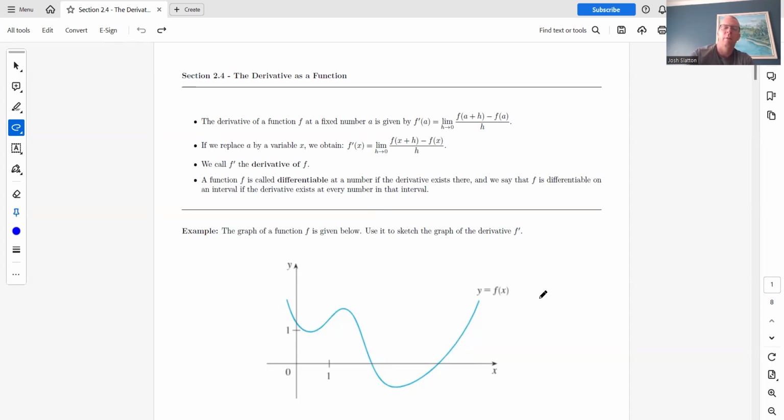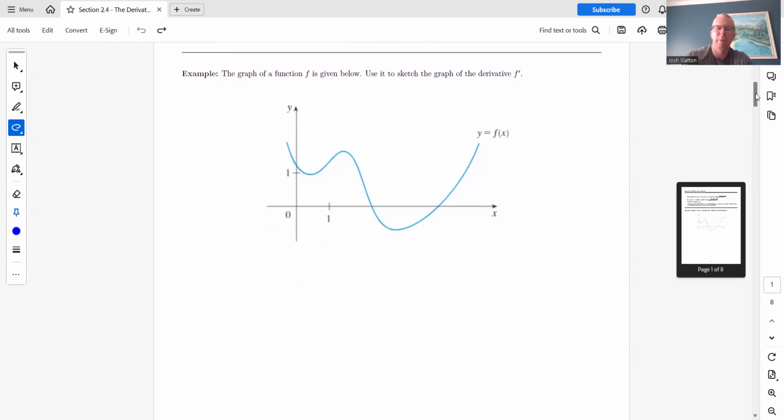All right, so this first example, the graph of the function is given below, and we want to sketch a graph of the derivative. Now, I remember when I first took calculus, this was probably about the hardest thing for me. And probably, I would guess, because I did not understand exactly what the derivative was talking about. So a couple of things to look at when you have to sketch a graph of a derivative. And you could also do this vice versa. We could give you the graph of the derivative, and you could sketch the function.